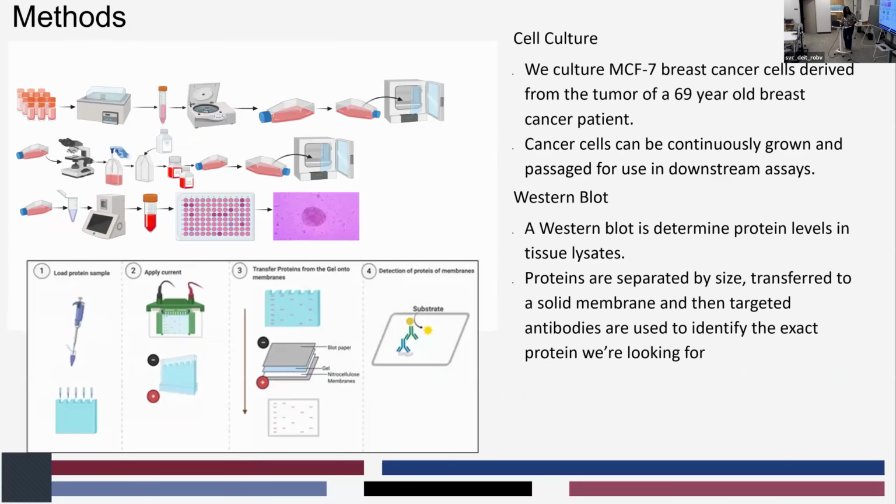So one of the methods that we used was cell culture. We cultured MCF7 breast cancer cells derived from the tumor of a 69-year-old breast cancer patient. These cancer cells can be continuously grown and passaged for use in downstream assays. We also used the Western blot. A Western blot is used to determine the protein levels in tissue lysates. Proteins are separated by size, transferred onto a solid membrane, and then targeted antibodies are used to identify the exact protein that we're looking for.